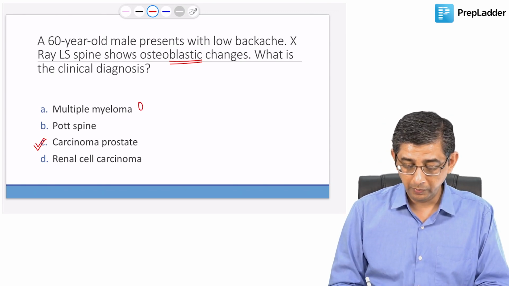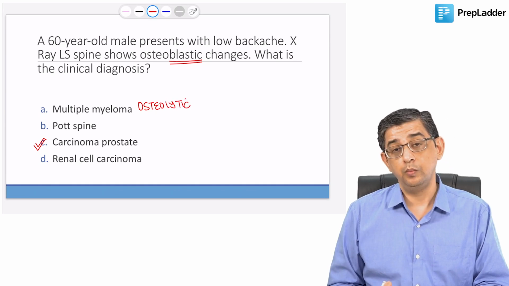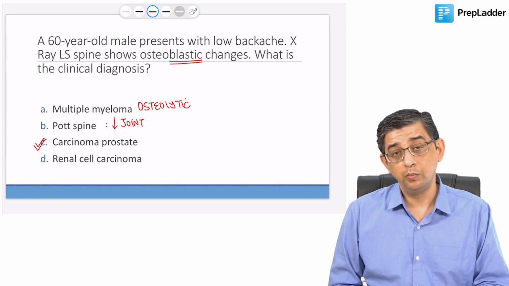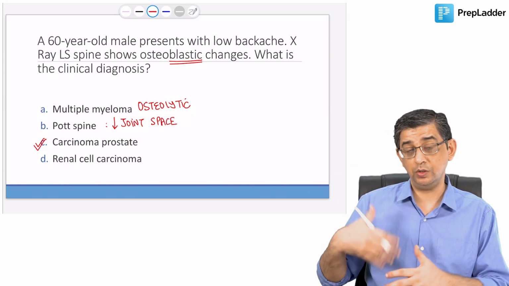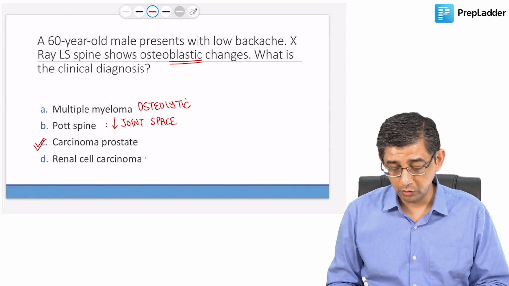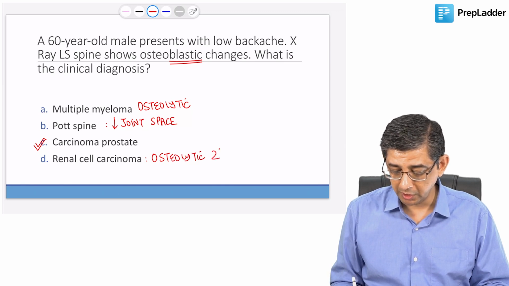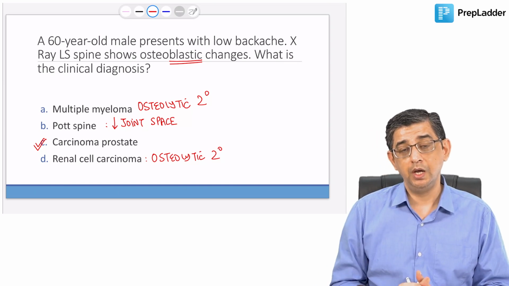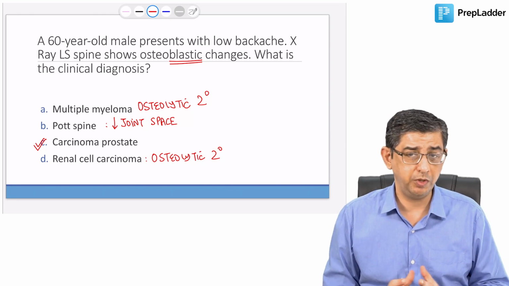When it comes to multiple myeloma, it will cause lytic lesions, so osteolytic. Pott spine will result in reduction in the joint space and vertebral destruction also, but mainly the presentation of Pott spine would be decrease in the actual height of the person, because the space between the joints tends to reduce. And renal cell carcinoma again produces osteolytic secondaries. In this particular question, there are two options where osteolytic secondaries are present, option A and option D. And because the question was saying osteoblastic, that is why the answer is carcinoma prostate, or can be breast cancer also.